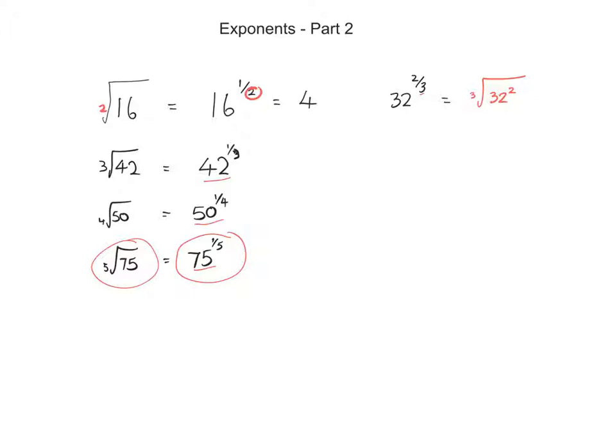If we go the other way around and say the fifth root of 20 squared, we know that 20 squared is that, and then the fifth root just becomes the fraction on the bottom. So whatever number is here ends up being the bottom of the fraction right there.